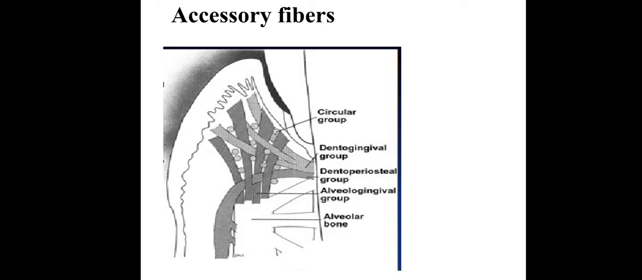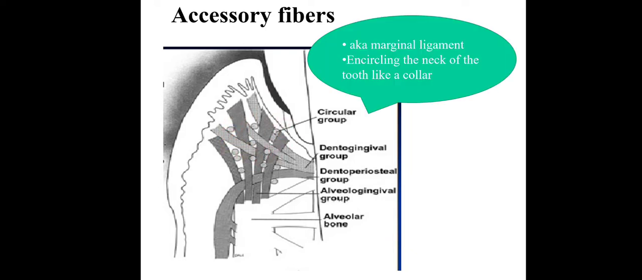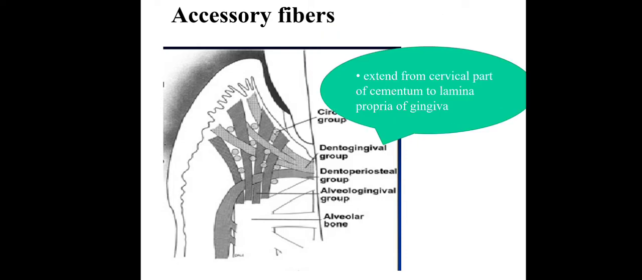a cross section of a tooth and the periodontal ligament and gingival structure associated with it. So the circular group of fibers, as you can see here, has a circular cross section. These fibers pass in a collar-like manner around the neck of the tooth, encircling the neck of the tooth, and they are also referred to as marginal ligament.